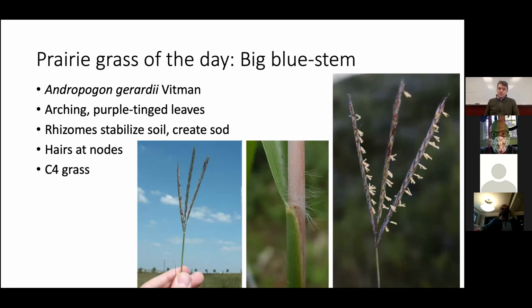So some organisms. The first one, this is our prairie grass of the day. This is big bluestem, or Andropogon gerardii. Notice the genus is Andropogon, and the species, the specific epithet, is gerardii, so the whole species is A. gerardii. Often you'll see scientific names followed by another name that's not italicized. In this case, it's Vitman. Vitman is the name of the botanist who described the species Andropogon gerardii. This name is called the authority.